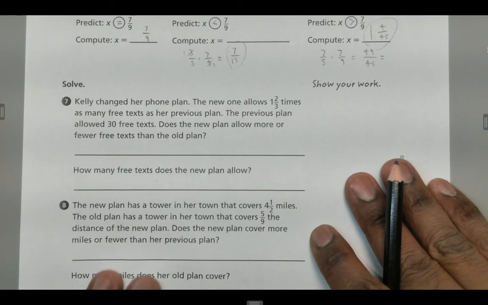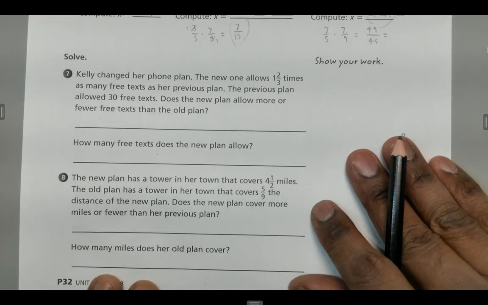Moving down into the word problems here. There we go.